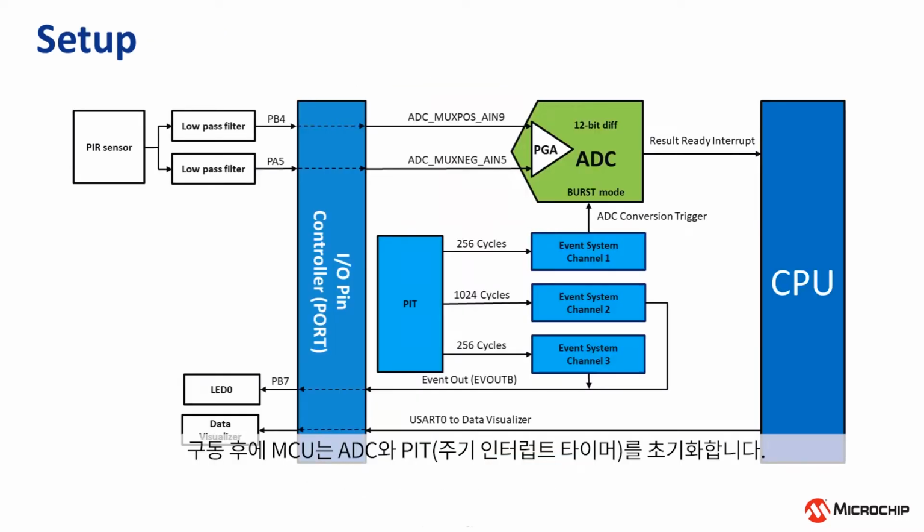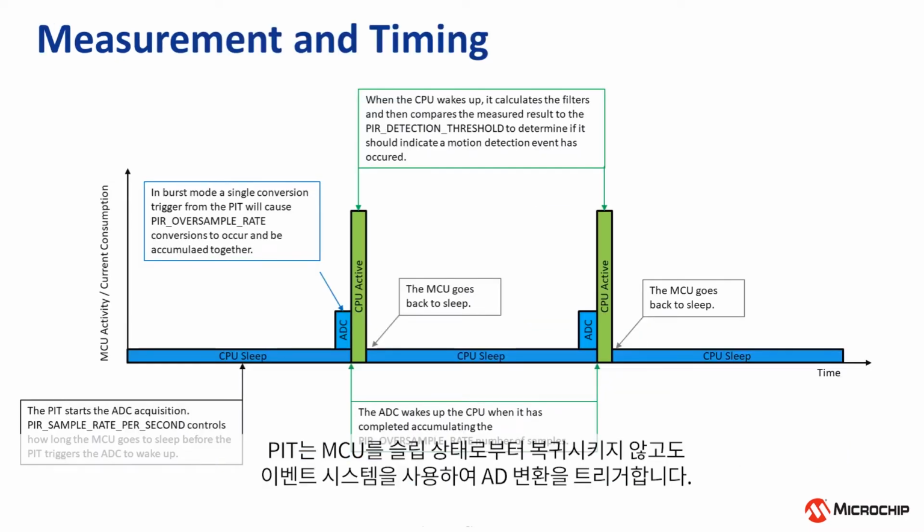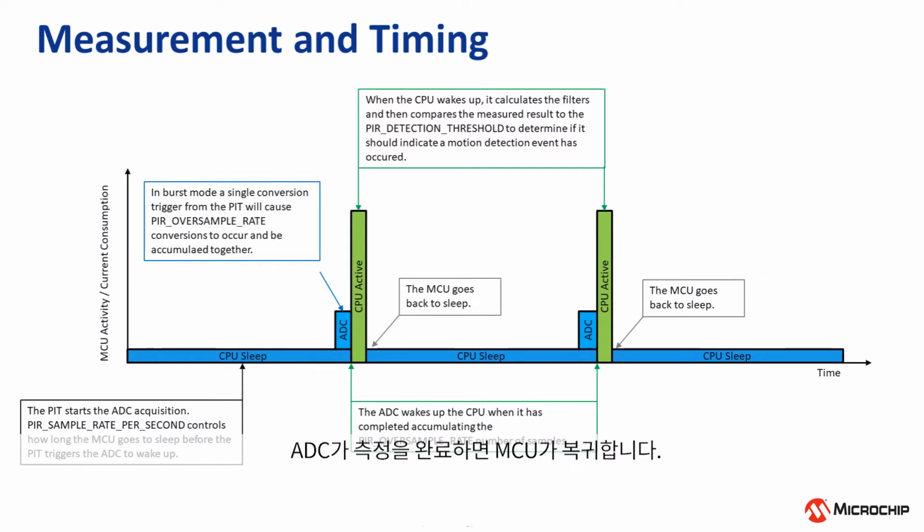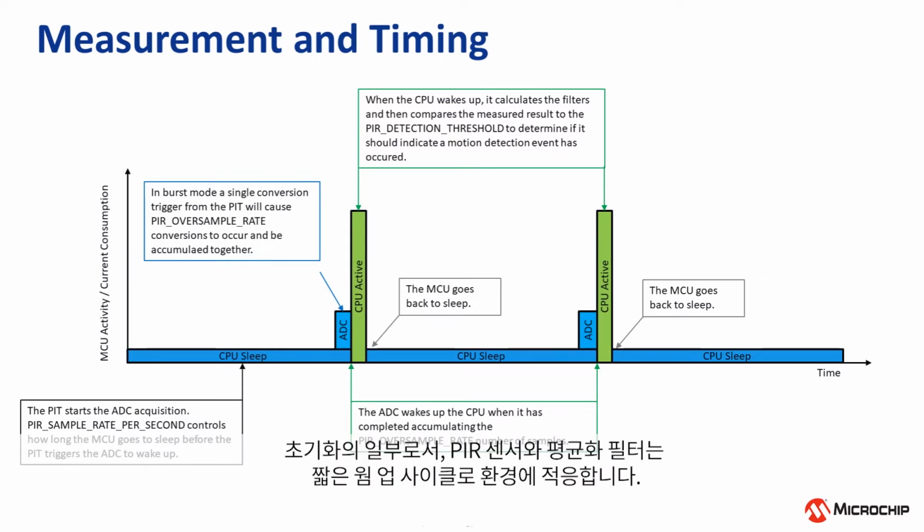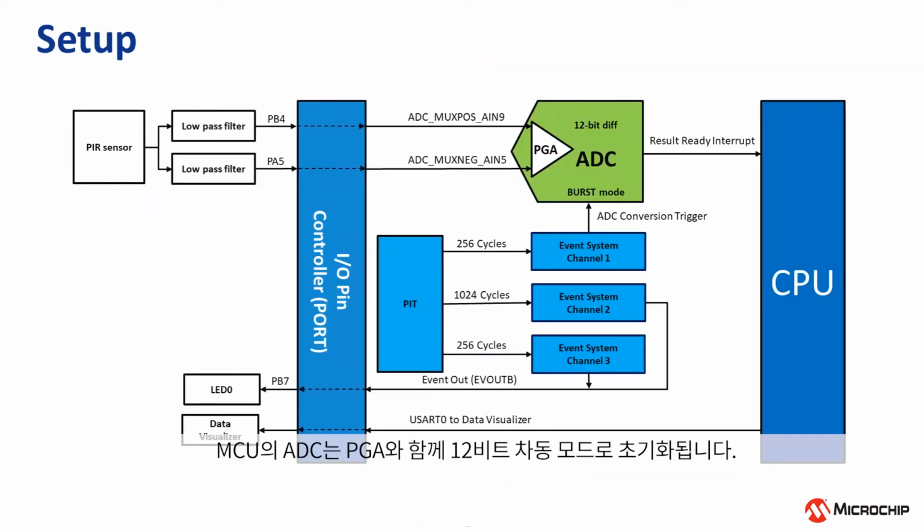After powering on, the microcontroller initializes the analog to digital converter, or ADC, and the periodic interrupt timer, or PIT. The PIT triggers the ADC conversions via the event system without waking the microcontroller. When the ADC has completed each measurement, the microcontroller is woken up. As a part of the initialization, the PIR sensor and averaging filters go through a brief warm-up cycle to adjust to the environment. The ADC on the microcontroller is initialized in 12-bit differential measurement mode with the PGA.